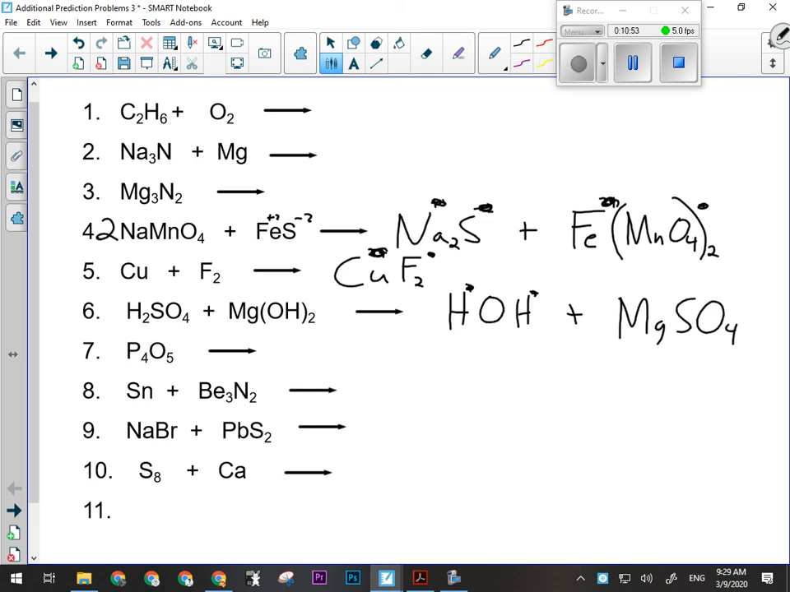Okay, and then magnesium's a 2+, sulfate is a 2-, so that compound is already good the way it's written. Right? But I need to balance both my hydrogens and my hydroxides. They're both 2s. If I put a 2 here, that will balance them both, and now my reaction is balanced.